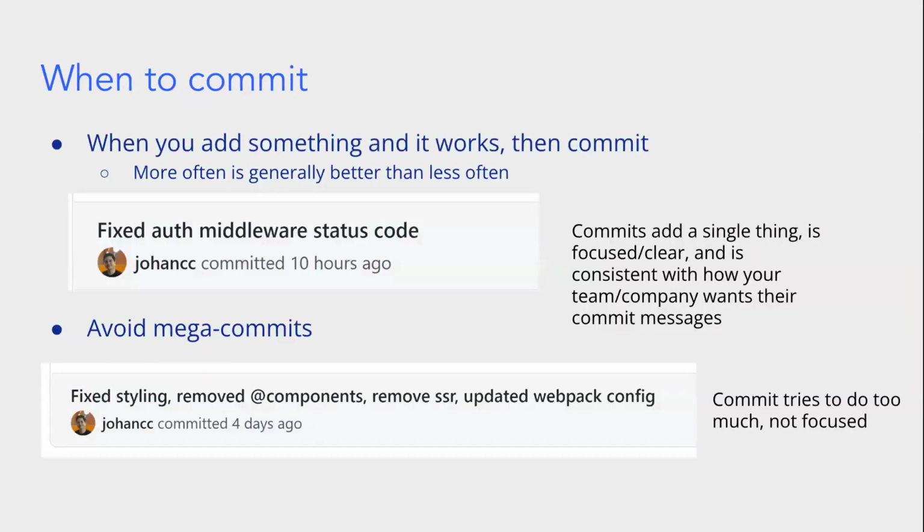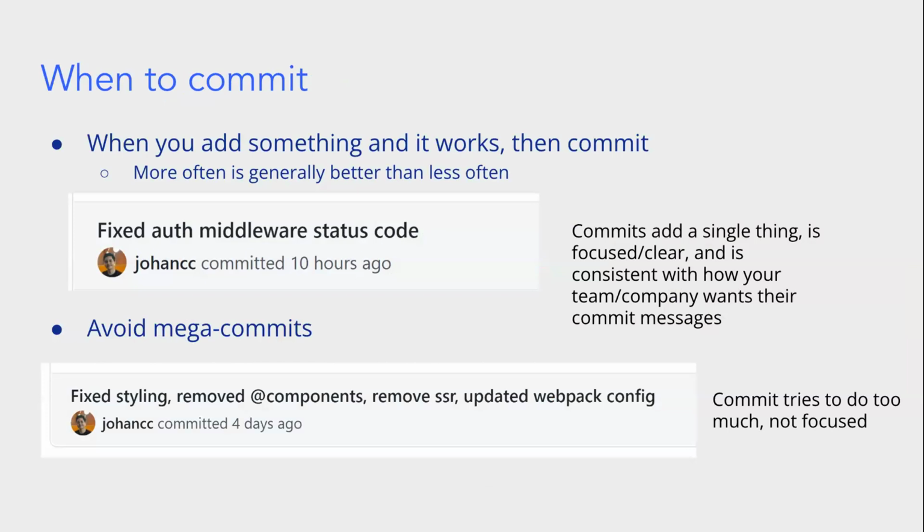Okay, so when do you actually want to commit? When you add something and it works, then you should commit. Committing more often is generally better than less often. So whenever you add a small feature, it's generally a good idea to commit and keep your commits as focused and clear as possible. So it's very clear to other teammates looking at your code what exactly this commit implements.